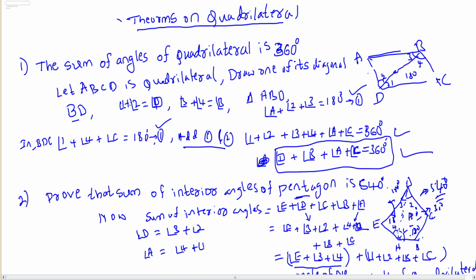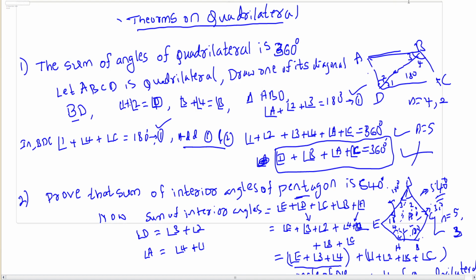Here there are 4 sides, so n is equal to 4, and we get 2 triangles. Here n is equal to 5, and we get 3 triangles. We observe the pattern here. Easily we can prove the sum of the interior angles is 540.